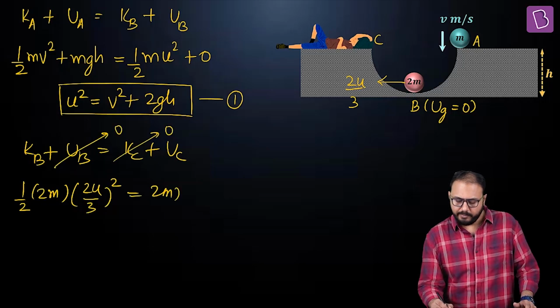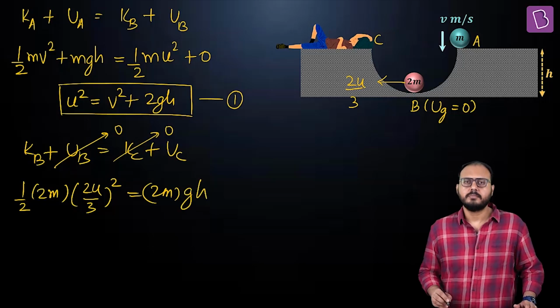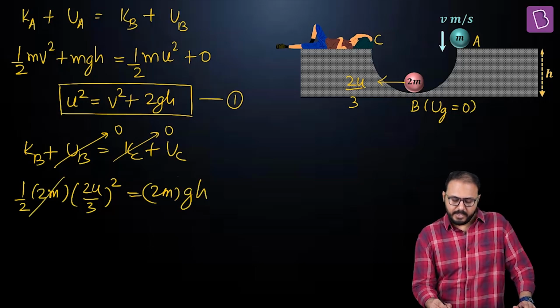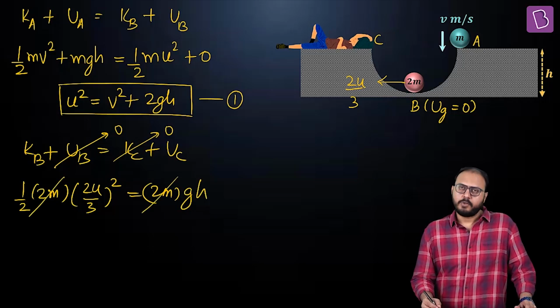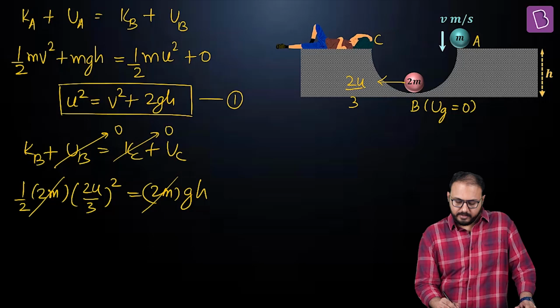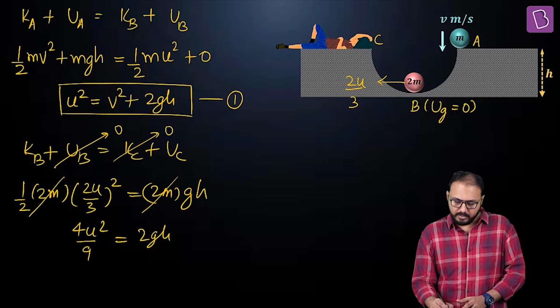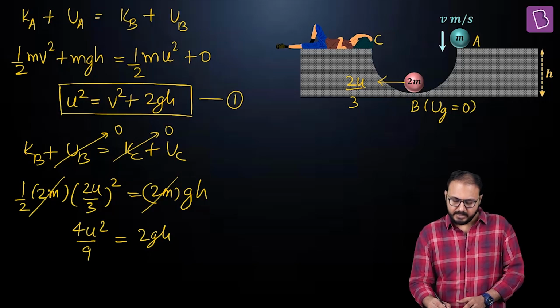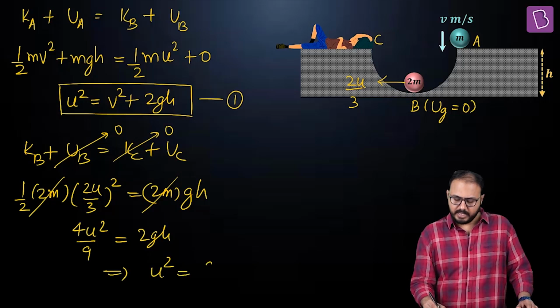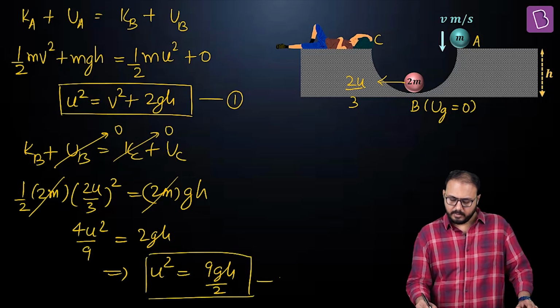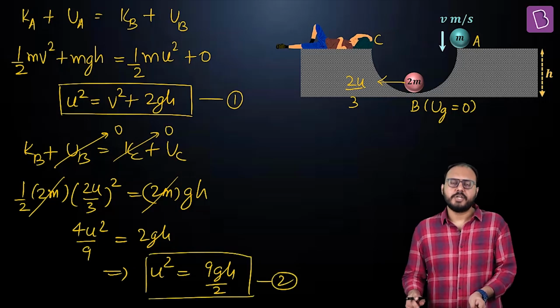Is equal to 2m g h. Fair enough, sir. 2m and 2m get cancelled. What do you have here? You have 4u square by 9 is equal to 2gh. If you want to simplify, that implies what is u square equal to? 2 and 2 get cancelled. u square is 9gh by 2.